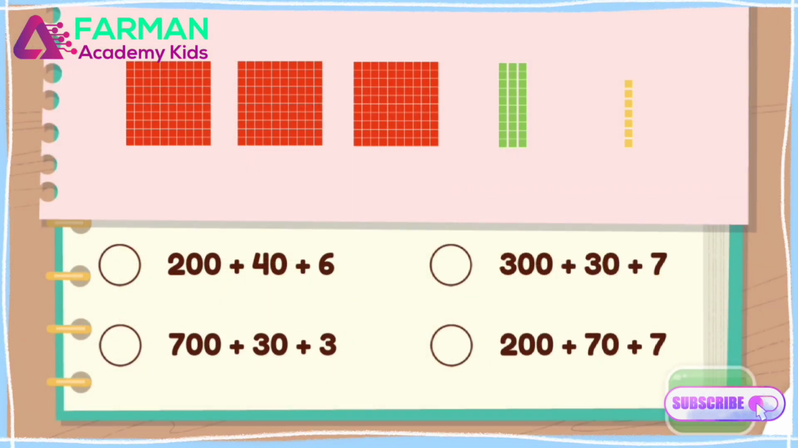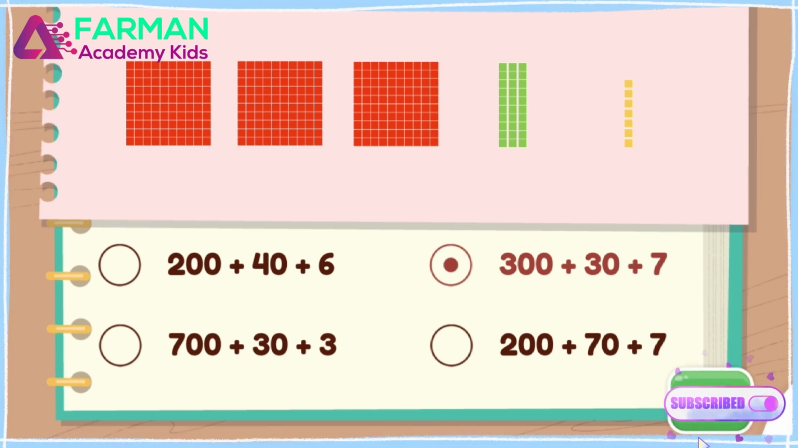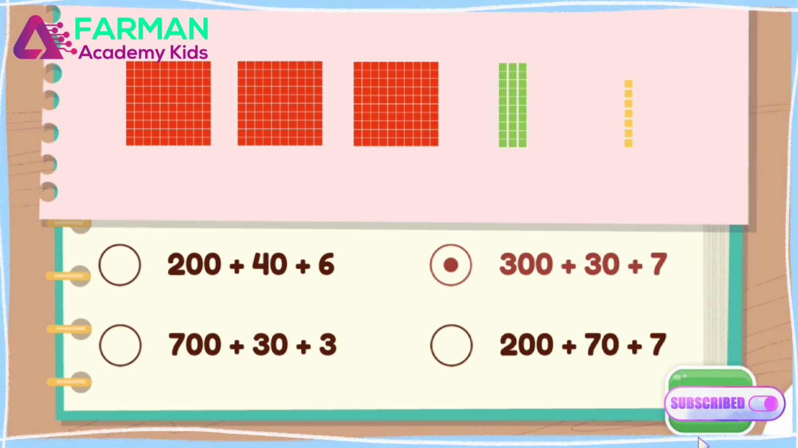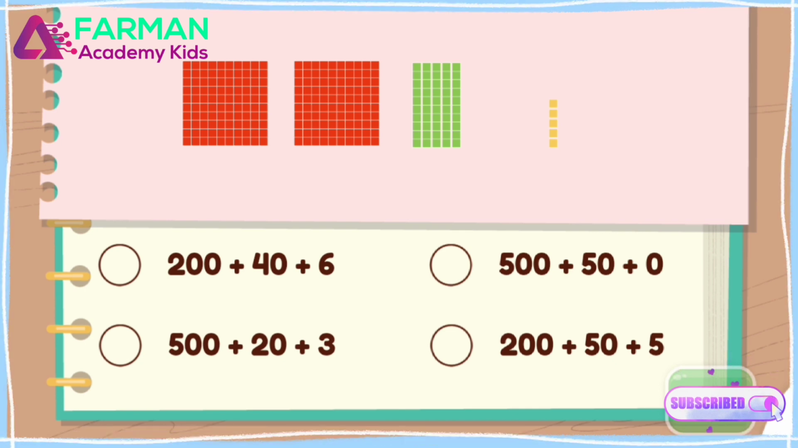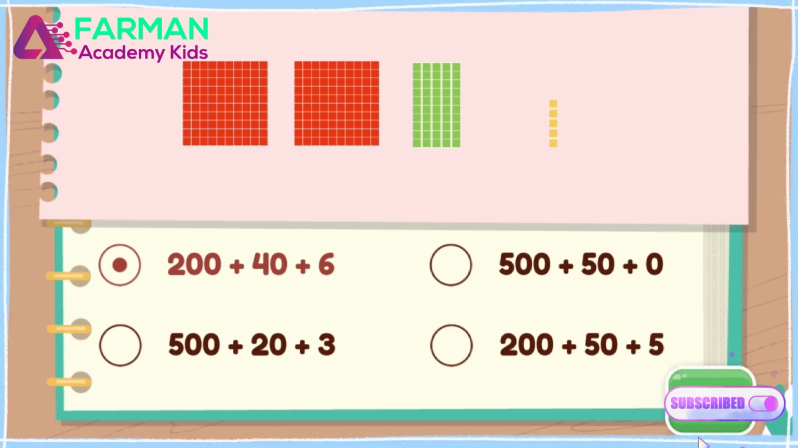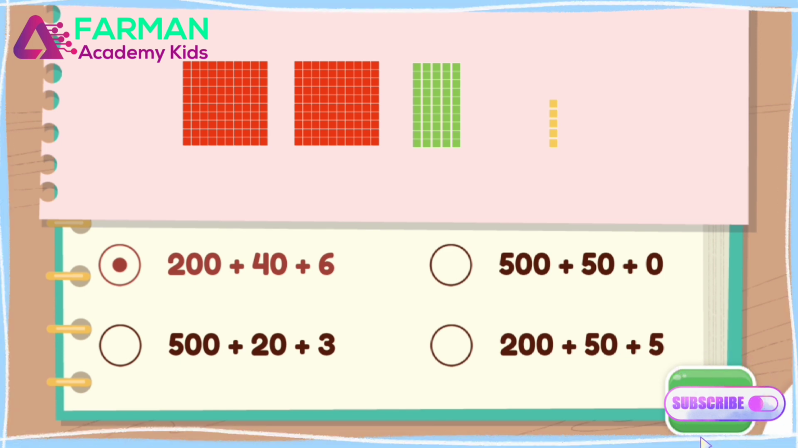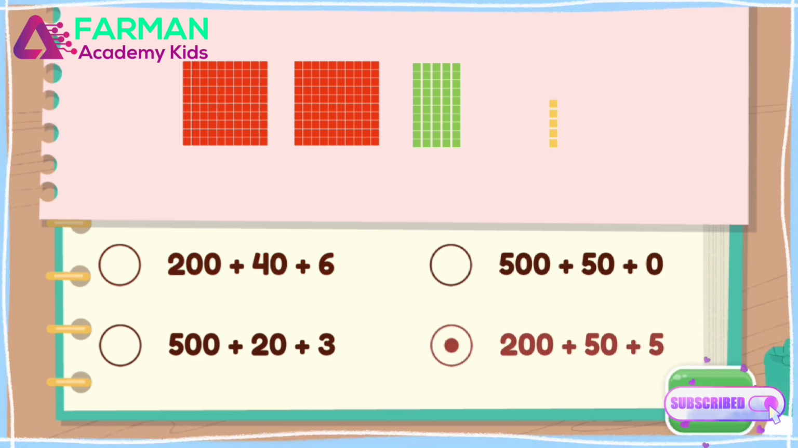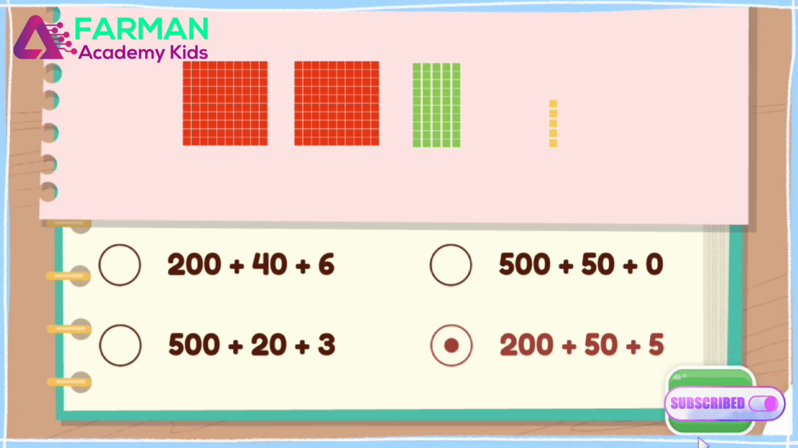Which expression matches the picture? Nice work! That is how you write the number 337 in expanded form. Which expression matches the picture? How many yellow blocks are in the picture? That will tell us the number in the ones place. Great! 255 is made up of 2 flats, 5 rods, and 5 blocks.